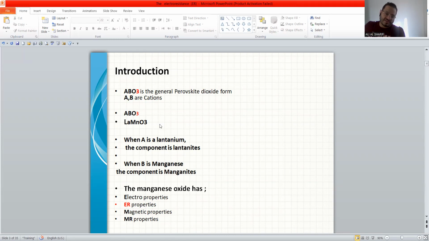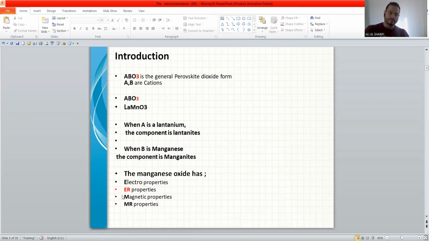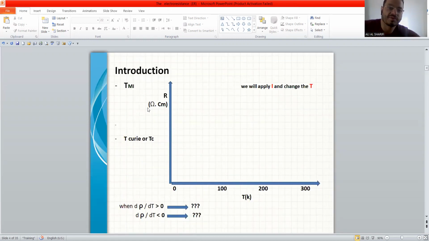Now, like I said on the previous slide, manganite oxide has many properties, like electric properties, electric resistance. But here our lecture title is electric resistance properties, so I will focus on the second one. Here, let me draw something. Here is the resistance temperature curve, with the temperature in Kelvin on the x-axis and the resistance on the y-axis in ohm centimeter.